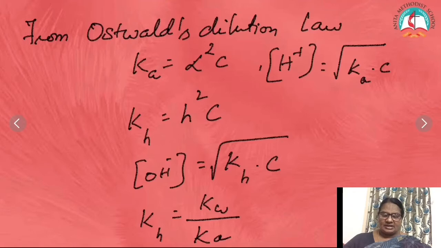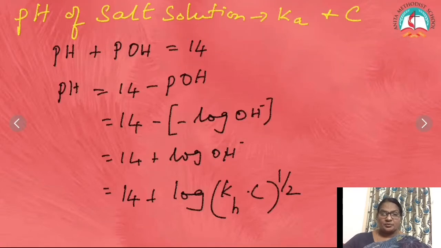Now let us see how to calculate the pH of this solution using concentration and Ka. We know pH plus pOH is equal to 14, or pH is equal to 14 minus pOH. What is pOH? Negative logarithm of OH ion concentration. Now what is log OH? Just now we saw OH can be written as root of Kh into C. When I simplify it, I get Kh into C to the power half. Now let us see, Kh is equal to Kw by Ka.